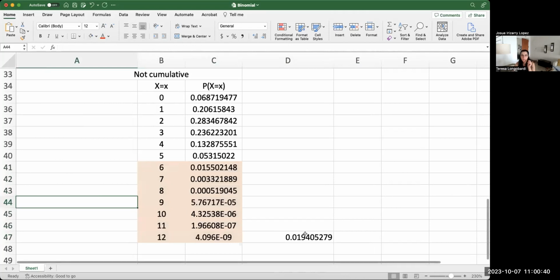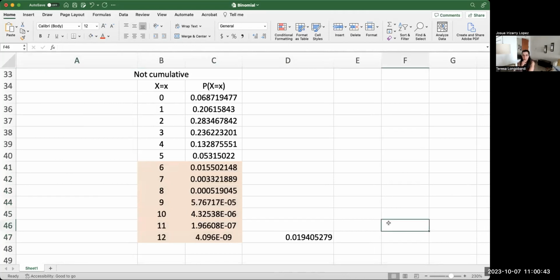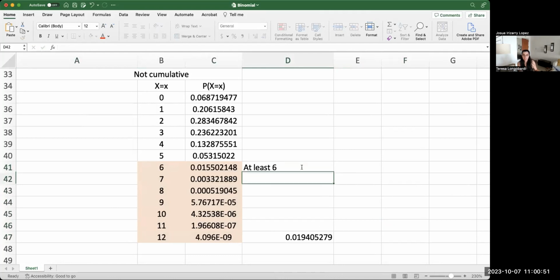If you have issues with the interpretation, please let me know. So at least 6 is this. How would you say it in Spanish? Por lo menos 6. Yeah. También sí.